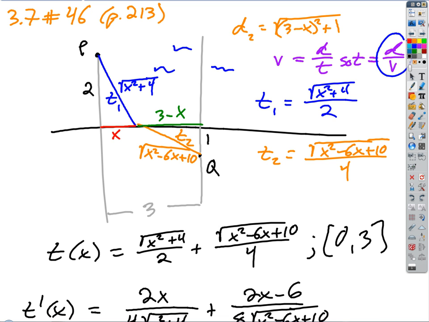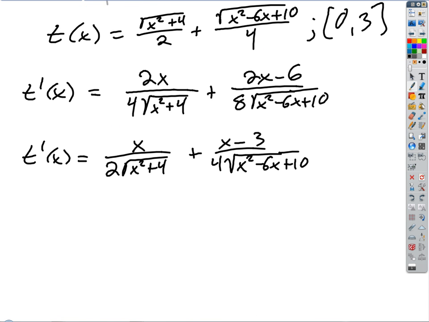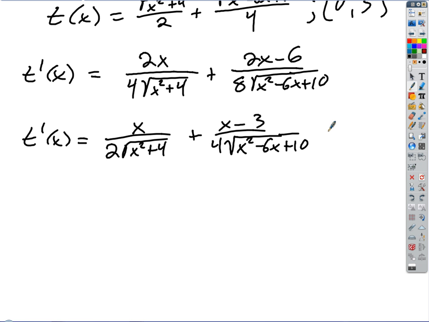Because would you agree on our domain from 0 to 3, we can't have a negative anywhere, can we? No. Because I've just got some quantity squared plus 1, right? So it's not undefined anywhere, but we do need to find where it equals 0, don't we? That's right. So when is that going to equal 0?